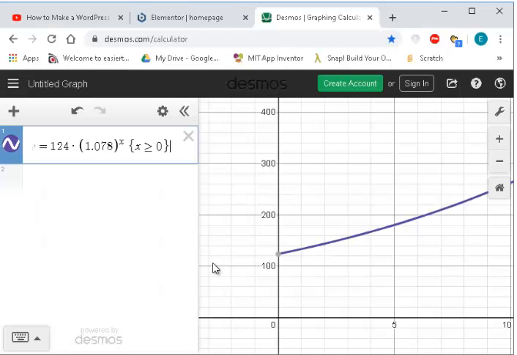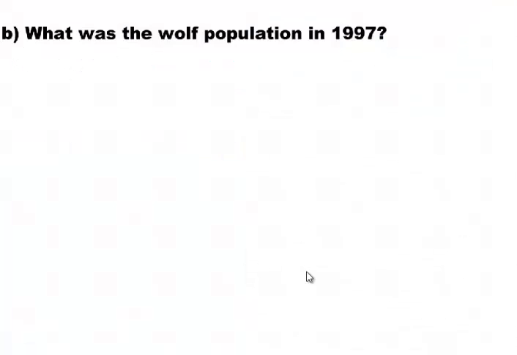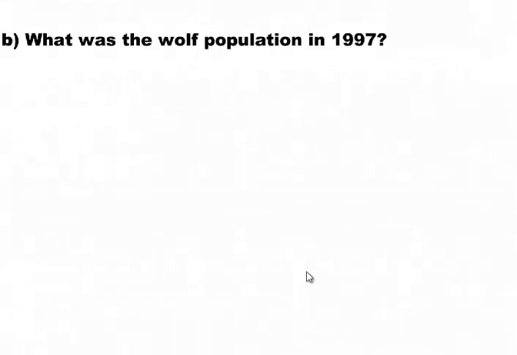Now, when n is equal to 0, it represents the y-axis here. So this is the value, which is 124. So this means that the initial population of the wolves in 1997 is 124. So the answer here is 124.